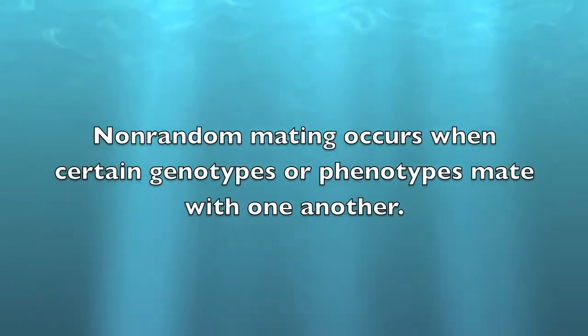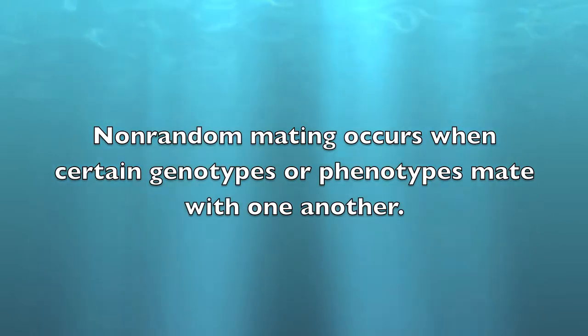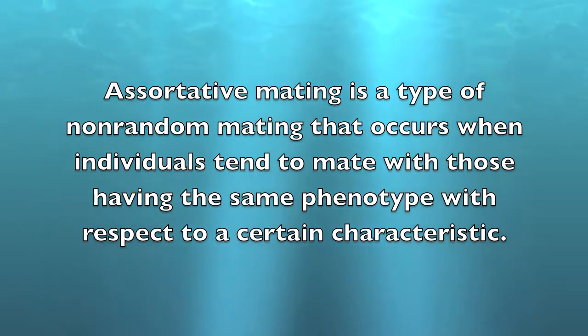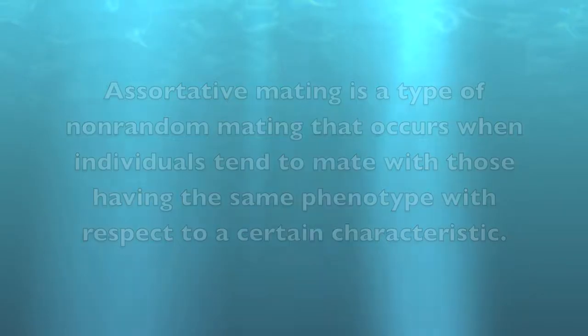Non-random mating occurs when certain genotypes or phenotypes mate with one another. Assortative mating is a type of non-random mating that occurs when individuals tend to mate with those having the same phenotype with respect to a certain characteristic.